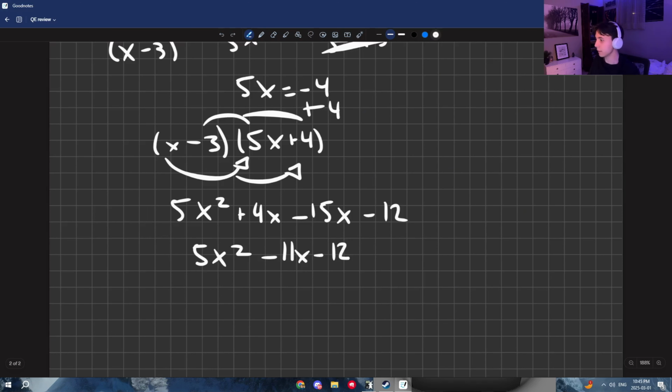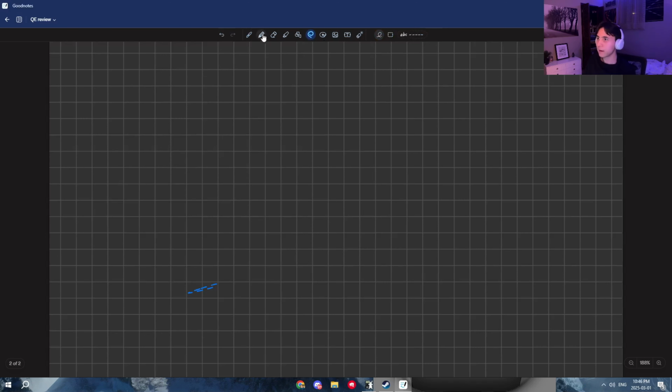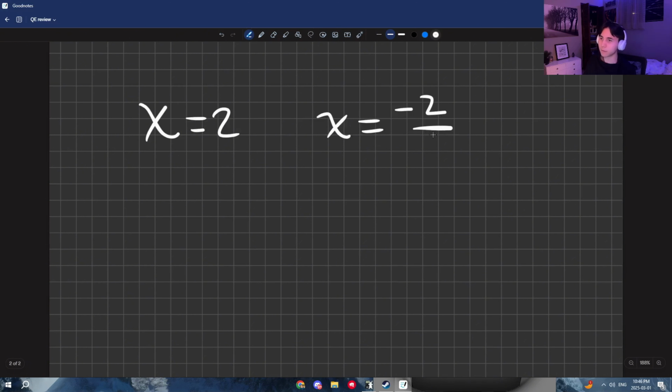So I want to try this again. We'll do another example. For instance, if we have our solutions as x equals 2 and x equals negative 2 over 5.